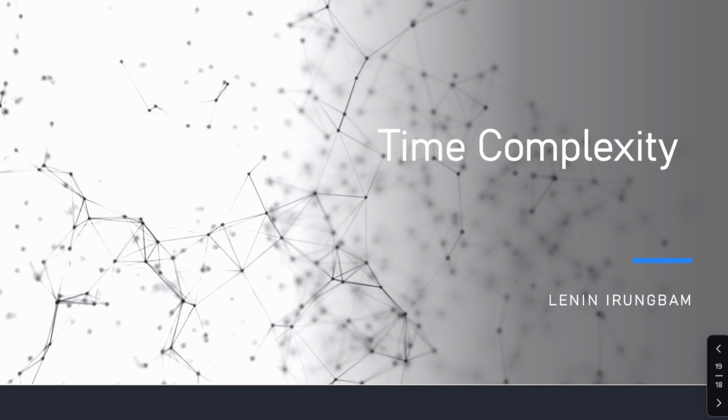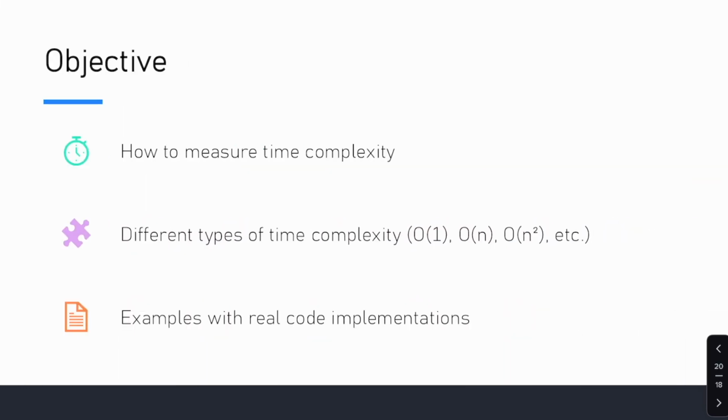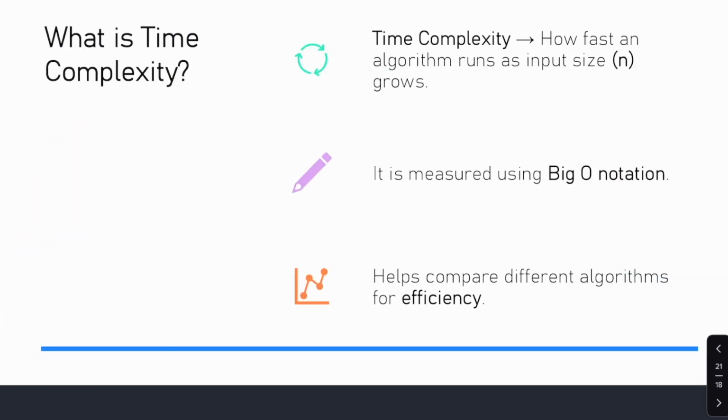In our previous video, we learned about time complexity and space complexity and why they are important. So in today's video, we will focus on time complexity in detail. We will learn how to measure the time complexity and look at some common types of time complexity. Then we will see some examples with real code implementations. So by the end of this lesson, you will be able to analyze the runtime performance of any algorithm and choose the best one. So let's get started.